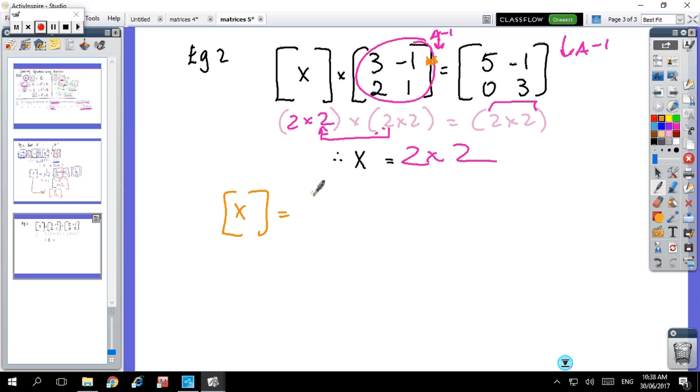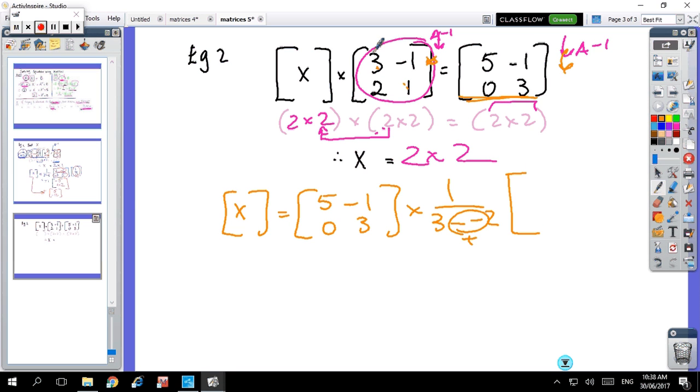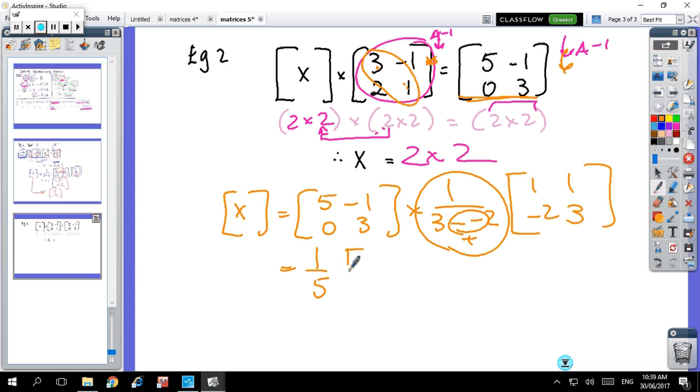So matrix X will be this answer, 5, minus 1, 0, 3, multiplied by the inverse at the back. So we multiply by 1 over 3 minus 2. So that's going to be a plus. And then I do my switch. So 3, 1 turns into 1, 3. Minus 1, 2 turns into 1, minus 2. Now, this number here can come out the front. So that's going to be 1 over 5. And then we do our multiply. So we're going to do first row by first column to start with.